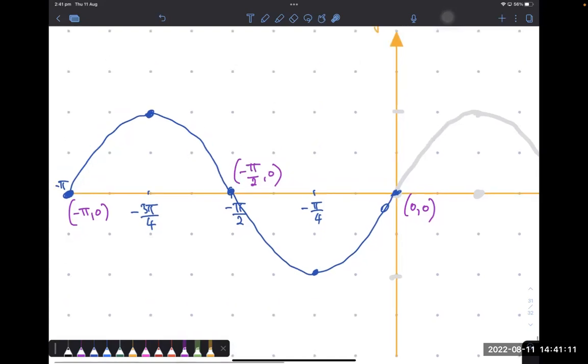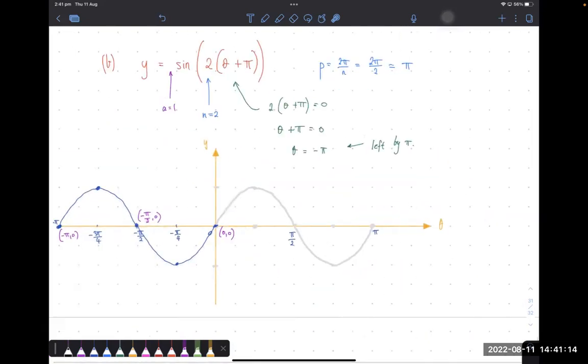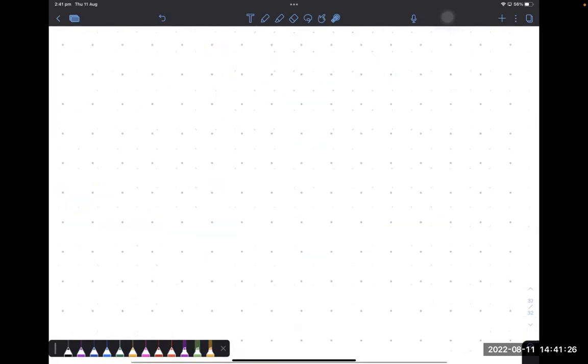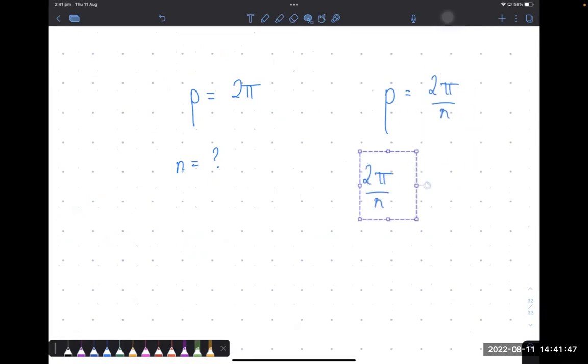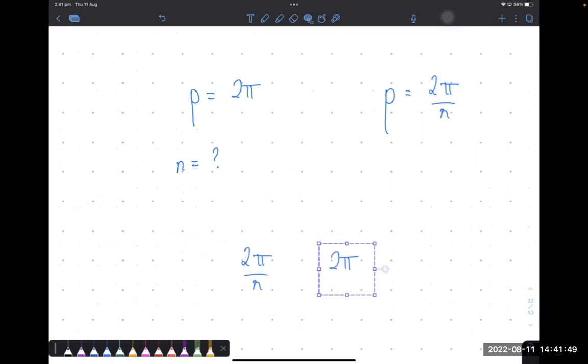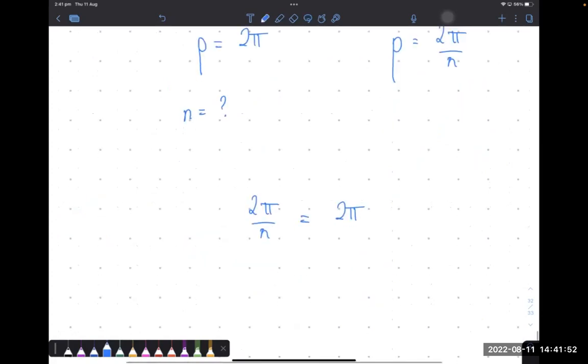If the period was 2 pi, what would that mean about n? What would n equal? If you want your period to equal 2 pi, here's a puzzle: what would n be? 1? Work backwards. Because you know your period is equal to 2 pi over n, yeah? Take this, it's 1. Equate it with this, because your period equals your period, right? And you just find out what n is.